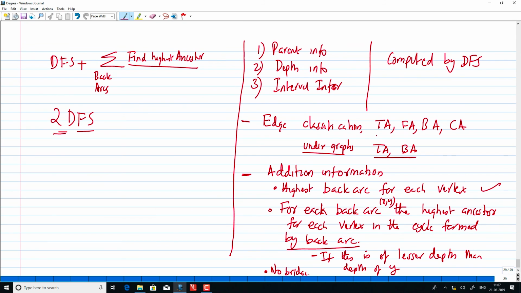So additional information that you compute from here is that for every vertex you compute the highest back arc. This you can do while you do the depth first search itself. Then for every back arc, you look at the cycle. So this is a back arc, these are the descendants. You ask for the highest back arc from each of these vertices. If it turns out that the highest back arc is higher than this edge, then you know that this one is not a bridge for these vertices. For every back arc, if this number turns out to be lesser, then you know there is no bridge. Otherwise, you will capture every bridge as you do this. That you can do in two DFSs.